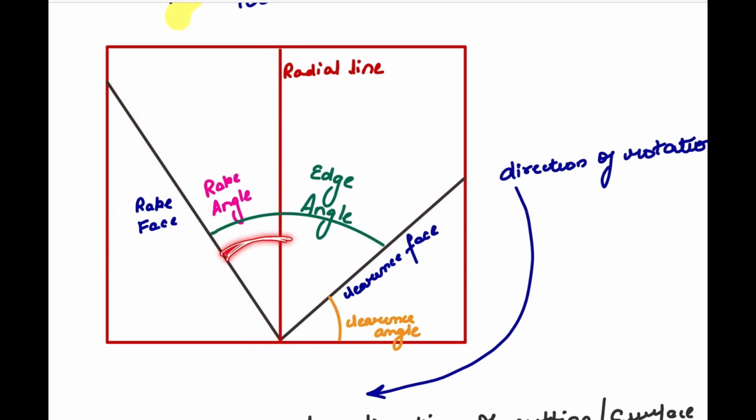The angle between the rake face and the radial line. What is edge angle? The angle which is formed between the rake face and the clearance face. What is clearance angle? It is the angle between the clearance face and the tooth structure that is being cut.